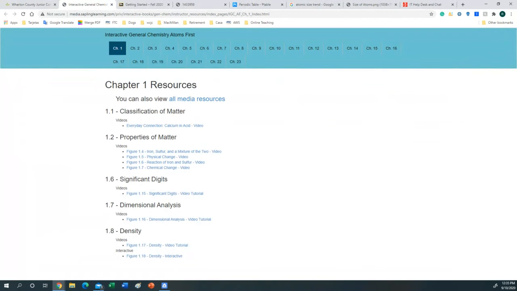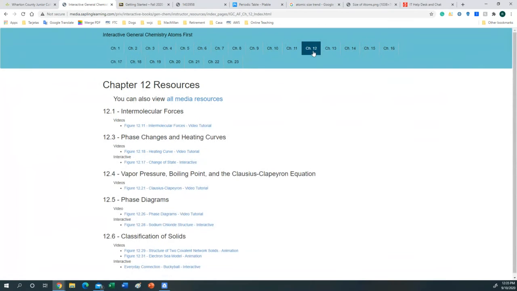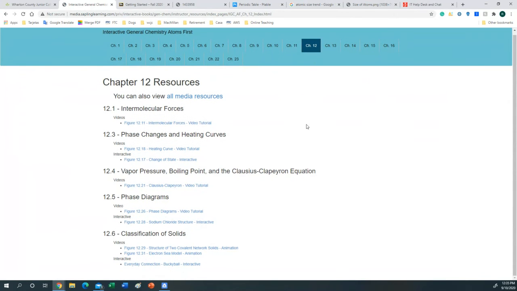So if we click in there, remember when we were looking at the checklist, it said that suggestion, it was an interactive. So one way to access that interactive was in chapter 12, and it was change of state.